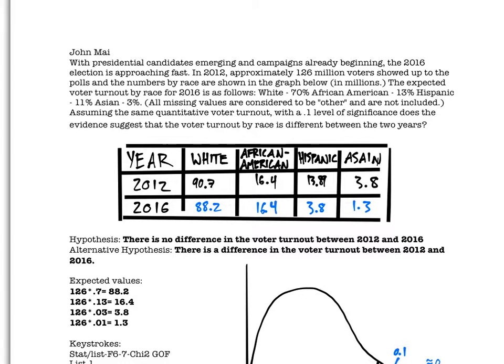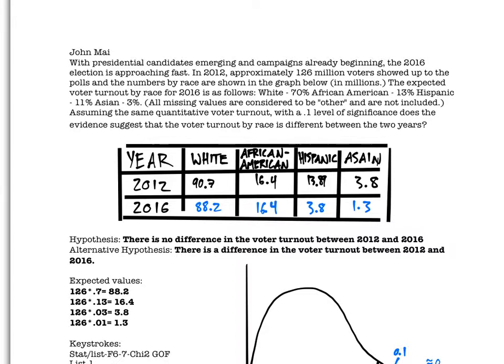So for my project, I based it off the 11.1 notes, which have to do with known distribution and expected distributions, and determining the differences between the two. So here, with presidential candidates emerging and campaigns already at the beginning, the 2016 election is approaching quickly.